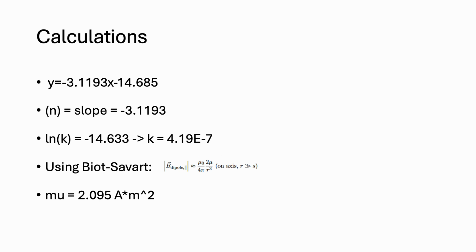Here are our calculations. So the equation that we got was negative 3.1193x minus 14.685. The slope is from the equation above. We found k to be 4.19 times 10 to the negative seventh. And then using the Biot-Savart law, we were able to find mu, which was 2.95.